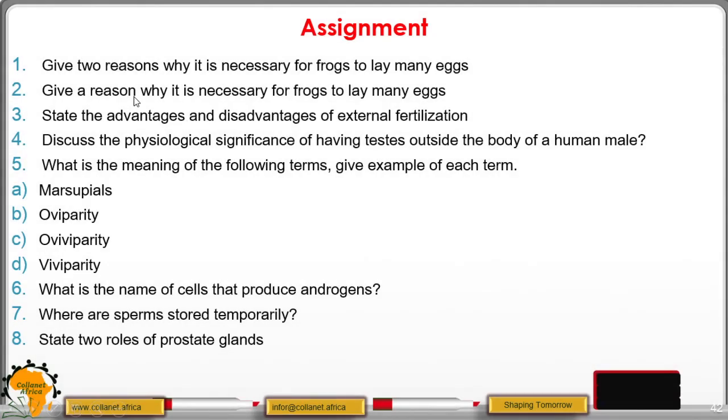Then we complete that lesson on the male reproductive system.